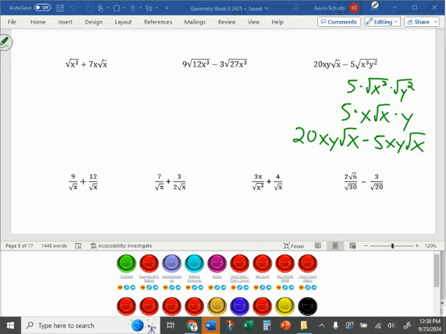So, what does this expression end up being here? We have 20 xy root x's. We take away 5 xy root x's. How many xy root x's do we have left, Priya? 15. 15 xy root x's. Okay, yeah, that makes sense.